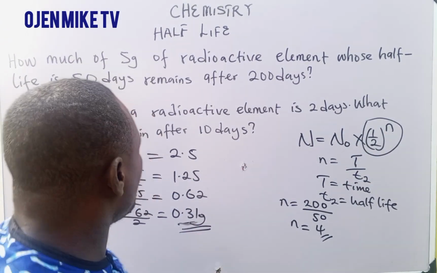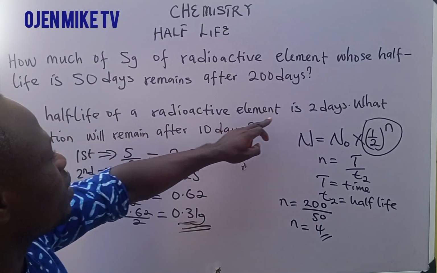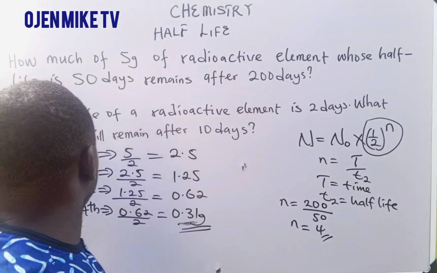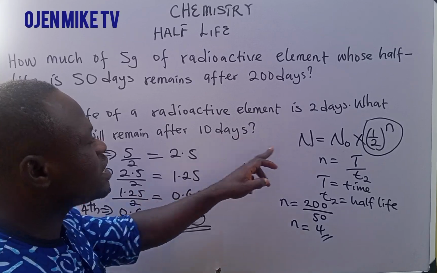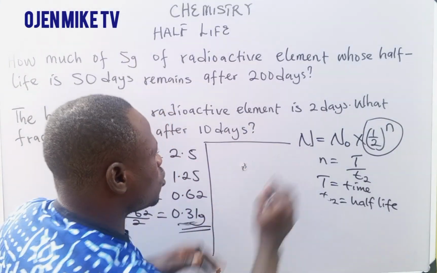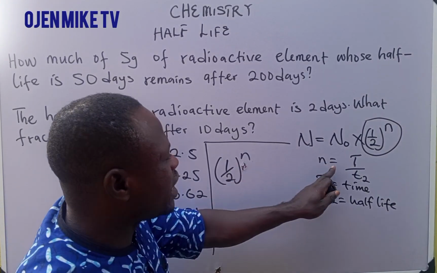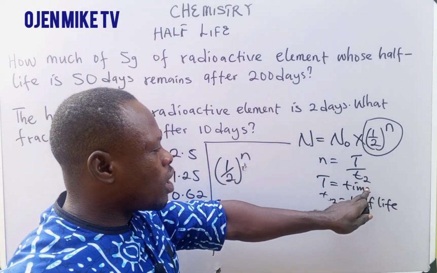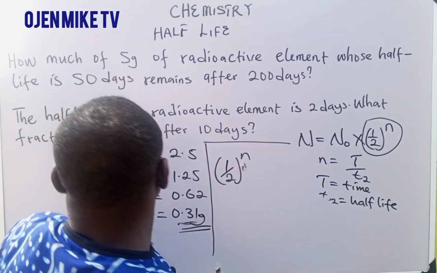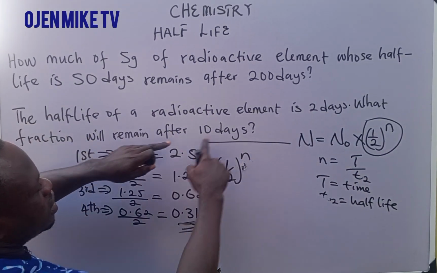All right. Now, for this one, look: the half-life of a radioactive element is 2 days. What fraction will remain after 10 days? If you have a question like this, it's simple. You say half over n. What is your n? n is time over half-life. The half-life is 2 days. The time is 10 days.